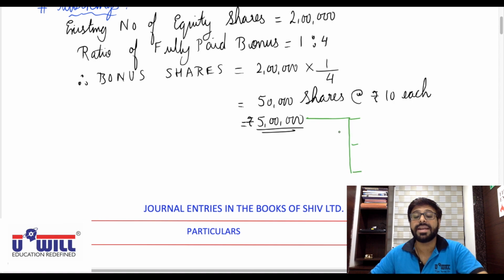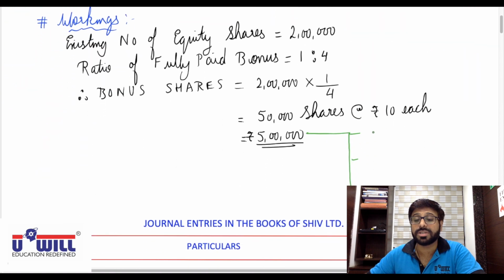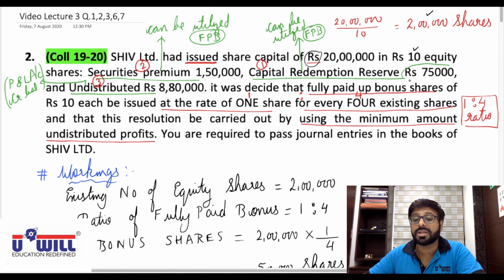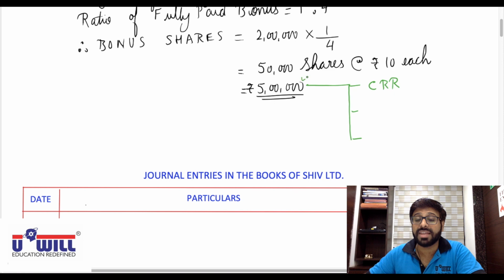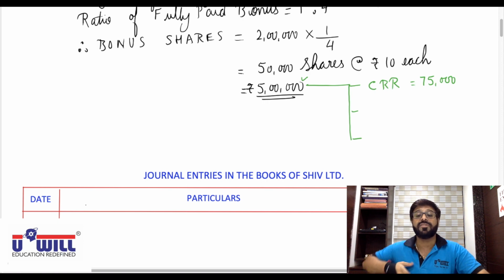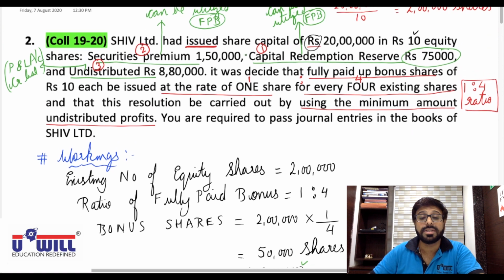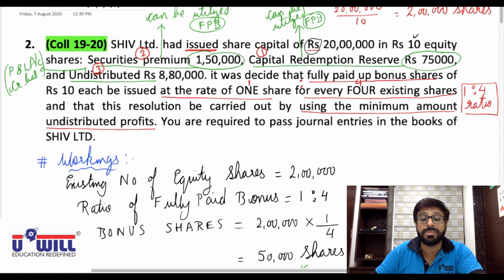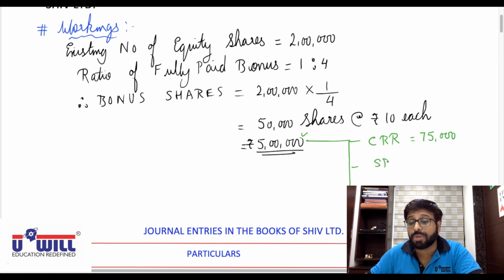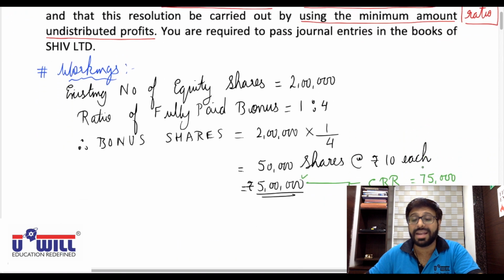Now here you all mention, what is the first priority we have to utilize? Capital redemption reserve. So in brief, you all write down, capital redemption reserve, we will use what amount? 75,000. How will we give this bonus of 5 lakhs? From capital redemption reserve, we will withdraw 75,000. I told you, transfer the money from one pocket to another pocket. So which pocket? Reserves pocket. From capital redemption reserve, you'll transfer 75,000 to the other pocket. Then second priority, security premium. So from the security premium pocket, we will transfer what amount? 1,50,000.